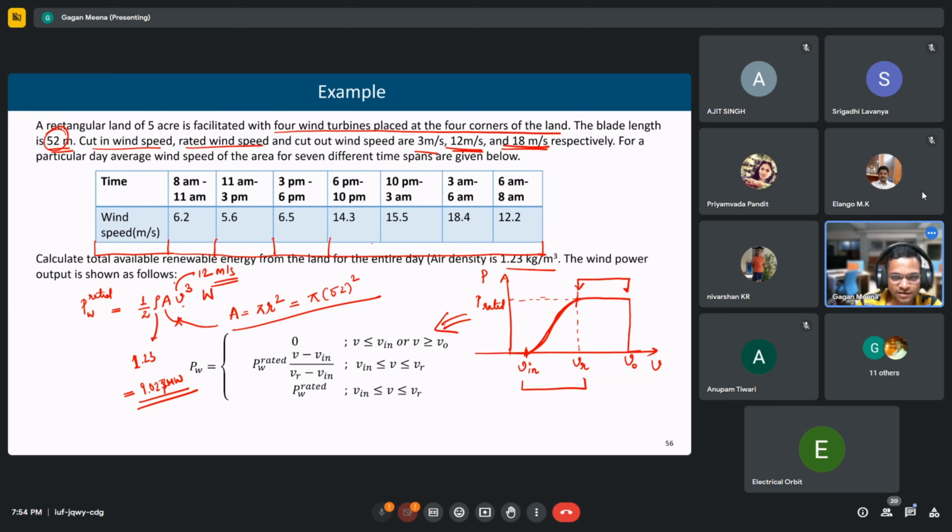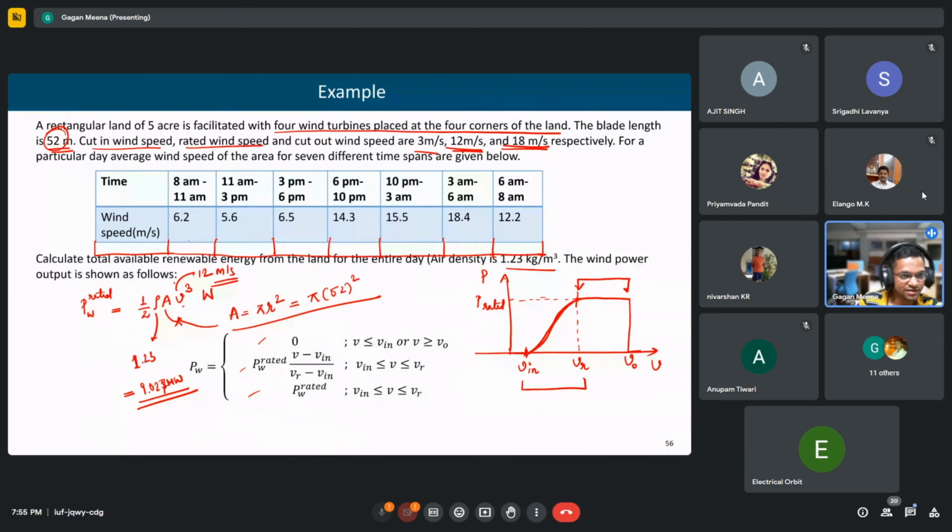For PW we have three segments of the curve. In which time block which segment will be used, that you have to tell me. Between 8 a.m. and 11 a.m. the wind speed is 6.2 meters per second. Which of these segments will be applicable? Second, linear. Correct. So we have to use it.